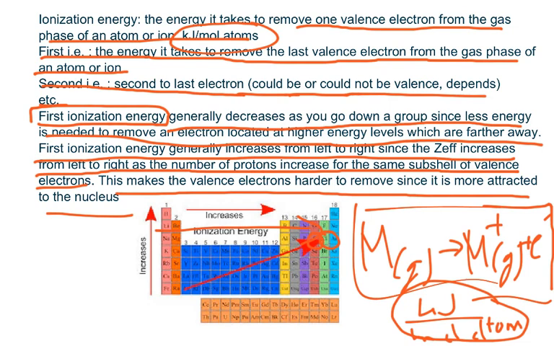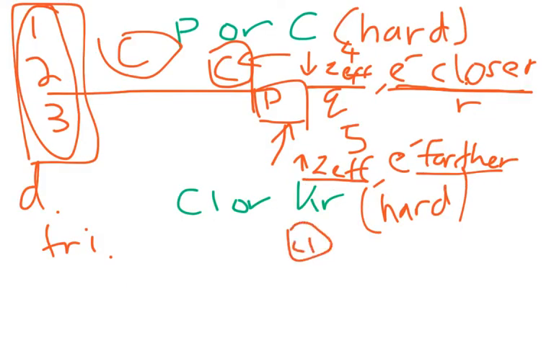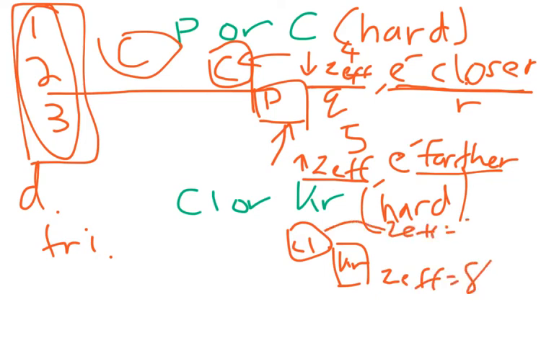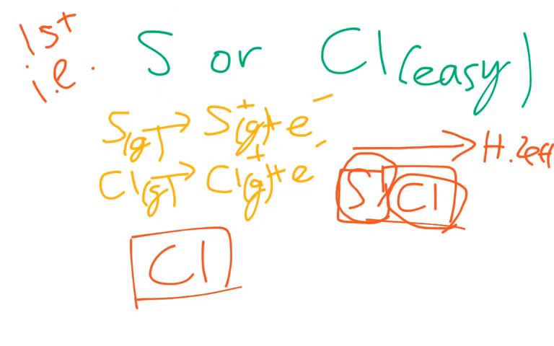Now this is the same situation, chlorine and krypton. So let me draw that. Chlorine and krypton. Now krypton has a Zeff of 8 and chlorine has a Zeff of 7. Once again, the Zeffs are super close. So we don't know which one it is for now. And notice how chlorine is closer and krypton is farther. So this is periods, I think that's period 3 and 4.